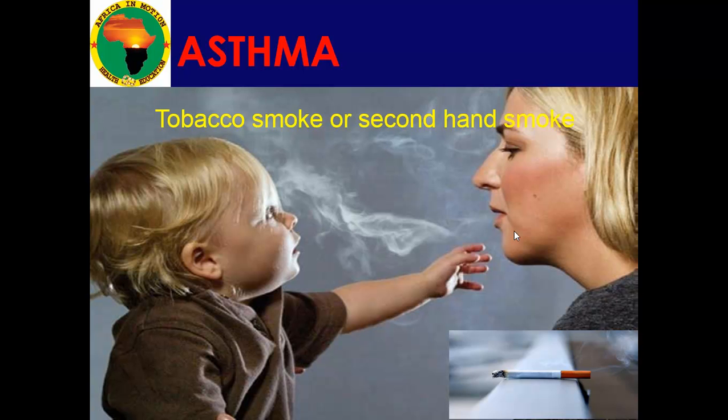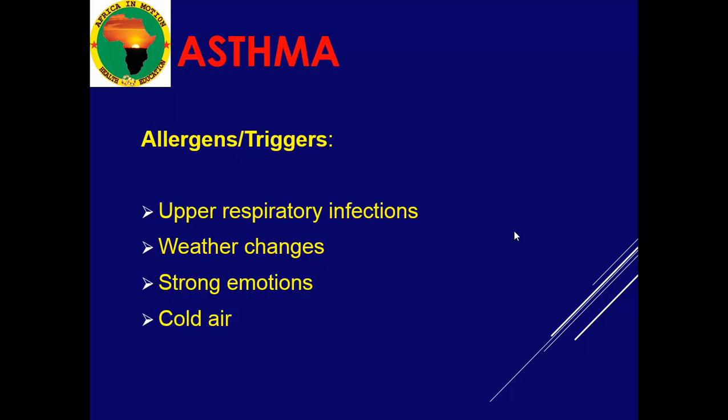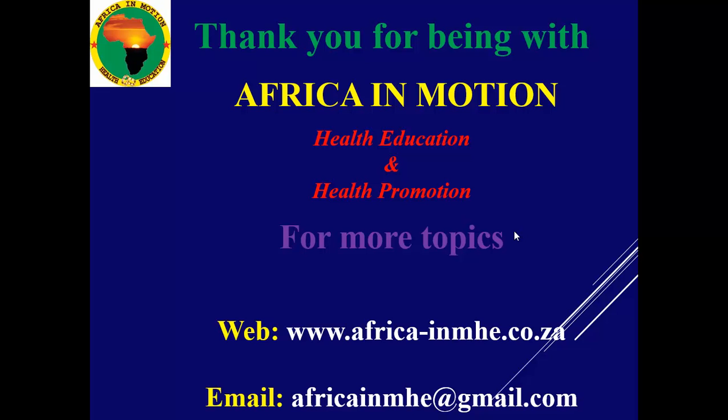Smoking is the enemy of the person who smokes, and not only the one who smokes, but also the second-hand smoker. This will make asthma worse. So we need to remember this. There are other triggers like chest infections, weather changes, strong emotions, and cold air. These are the risk factors that will cause asthma to be worse.